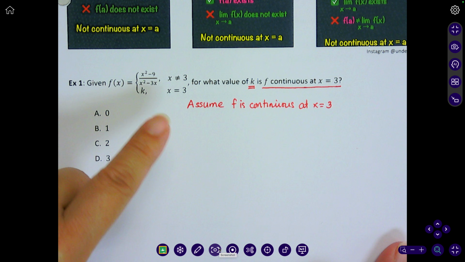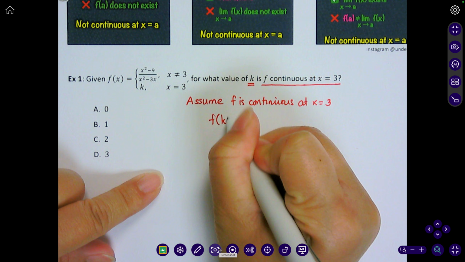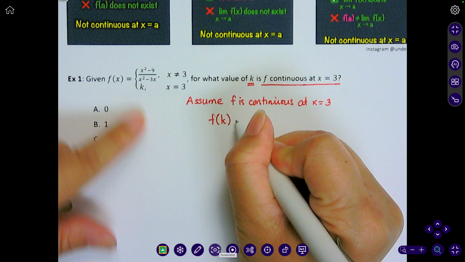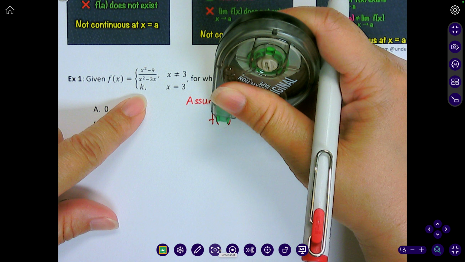Now, how do you find that? Well, the first thing is f of 3 has to exist. Now, at this point, I don't know what that is. Yeah? Well, actually, I do. My bad. No, I'm wrong.